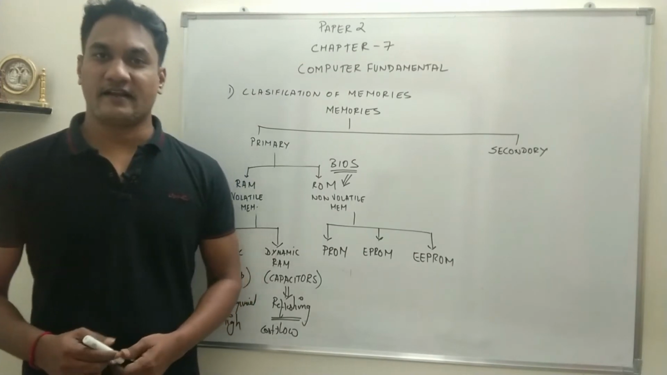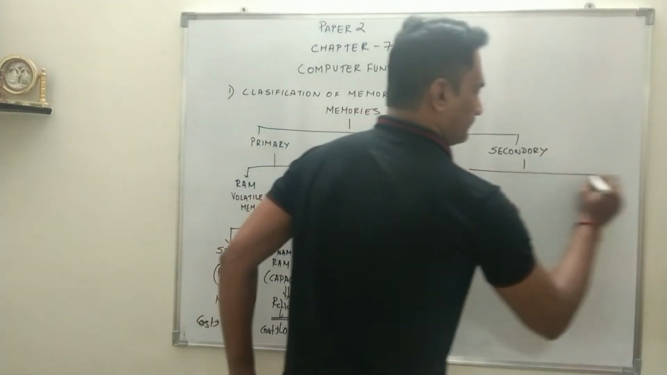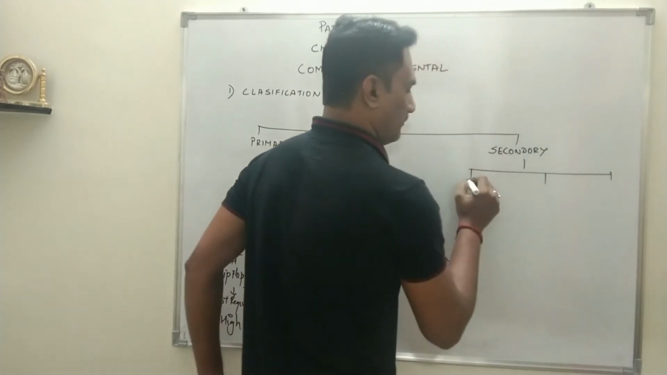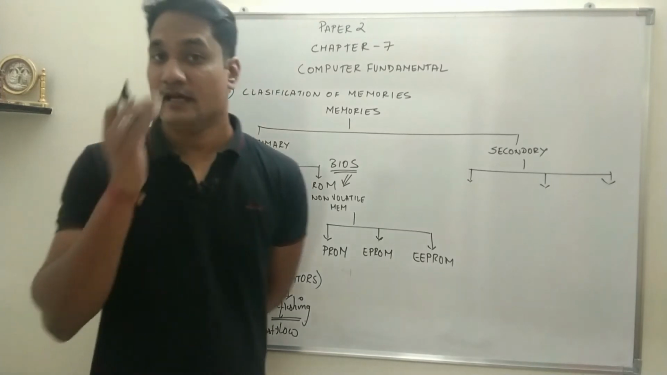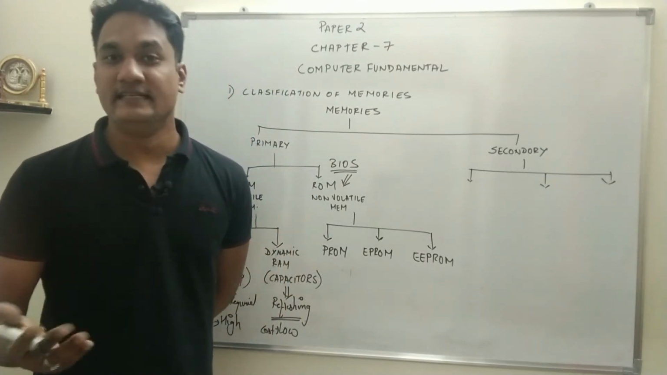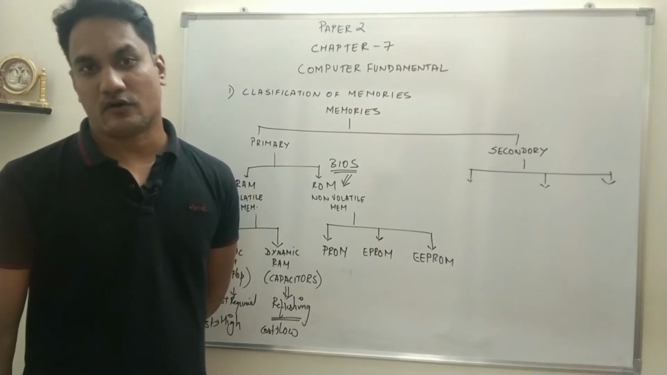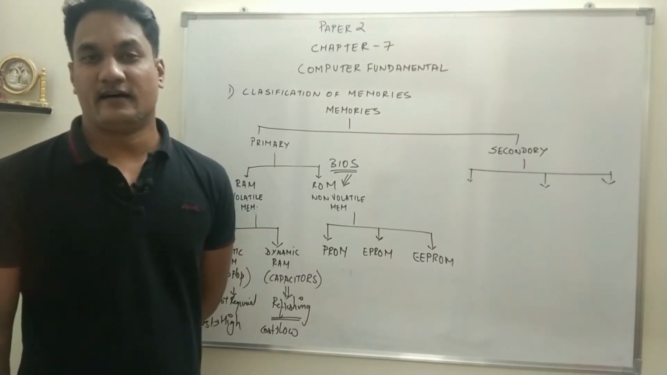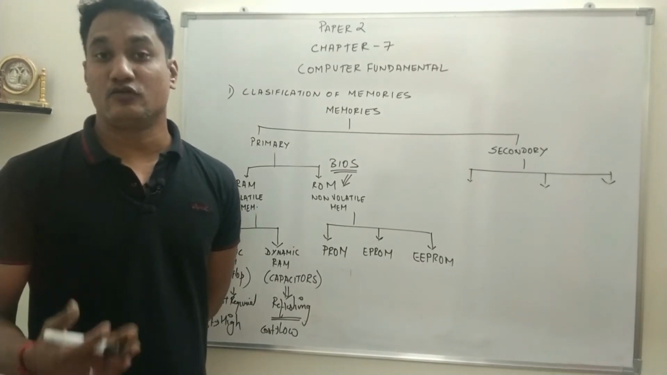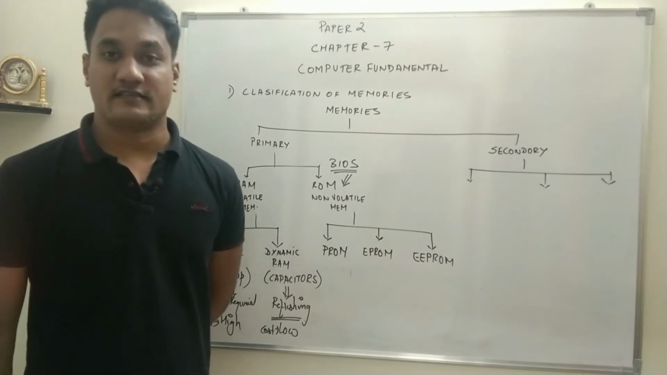Next is secondary memory. Secondary memory, of course, is a memory location where bulk data can be stored. Of course, you know CDs and pen drives. These are all memories where bulk data can be stored. They can all be examples of secondary memory, but I will try to explain the things which are specified directly in your book, so that you can write the same thing in your copy.